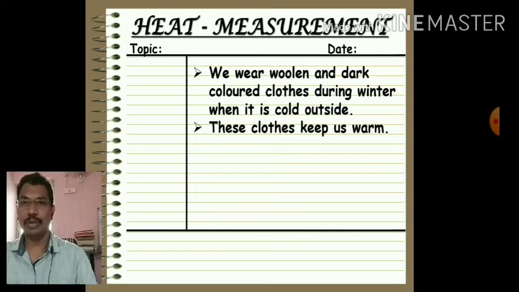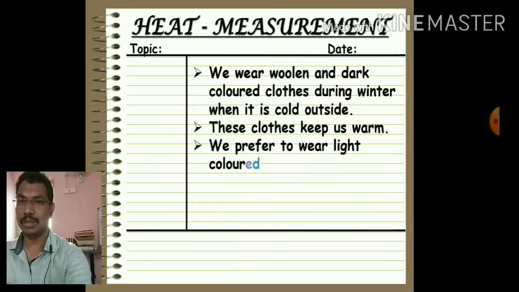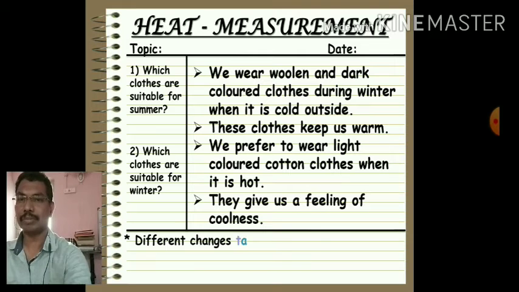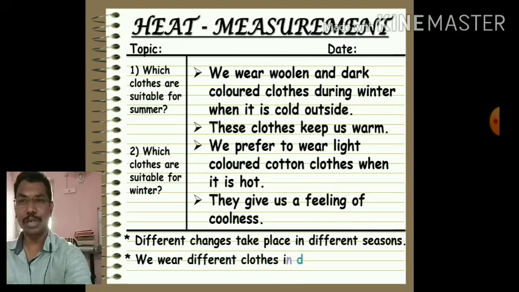We wear woolen and dark colored clothes during winter when it is cold outside because these clothes keep us warm. We prefer to wear light colored cotton clothes when it is hot. They give us a feeling of coolness. Different changes take place in different seasons and we wear different clothes in different seasons.